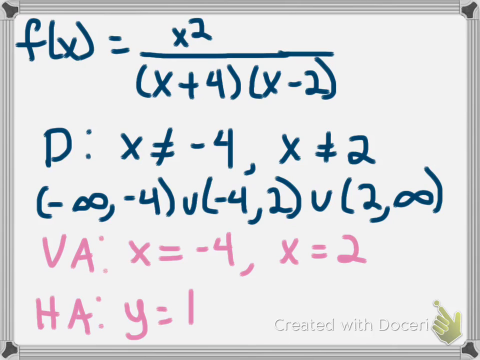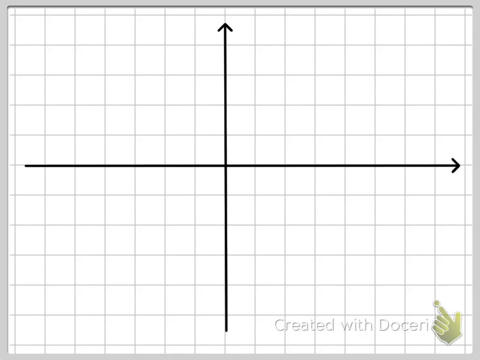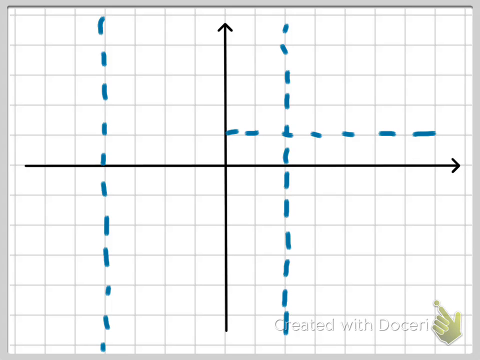We have our domain, our vertical asymptotes, and our horizontal asymptotes. I'm going to go ahead and actually graph that right now so we can get a good start on what the picture is going to look like, because asymptotes are really easy to graph. So I've got x equals 2, so there's my value of 2. You can draw a vertical line. I also had x equals negative 4, so there's my x value of negative 4. Draw my vertical line. And then I also had a horizontal asymptote at y equals 1. So the y value of 1, and then there is my horizontal asymptote.